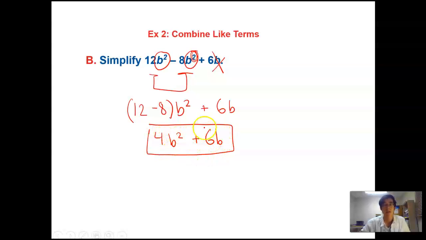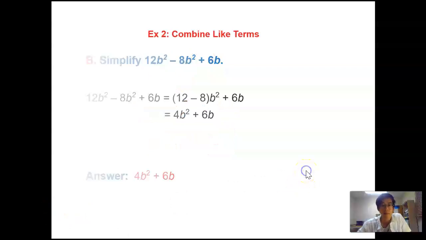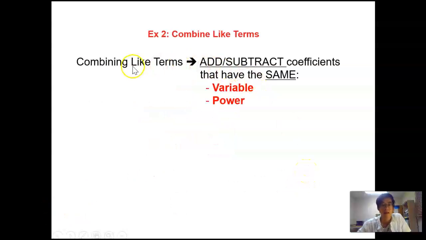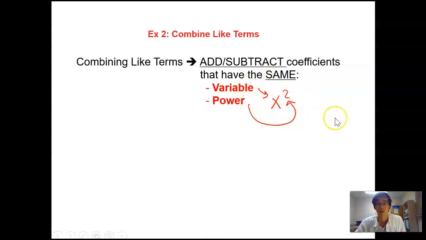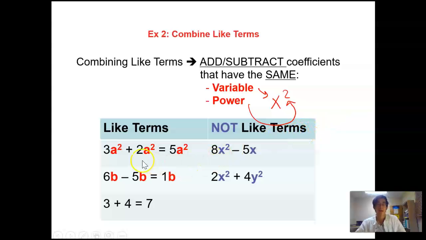Okay. So, like terms in general, if you want to find the shortcut, is this. Combining like terms is adding and subtracting the coefficients that have the same variable, like x, and then the same power, like squared. Let me give you an example with some terms.